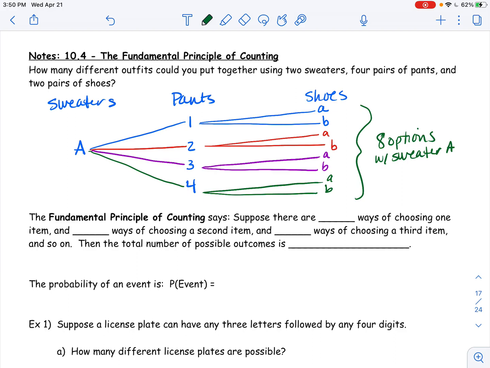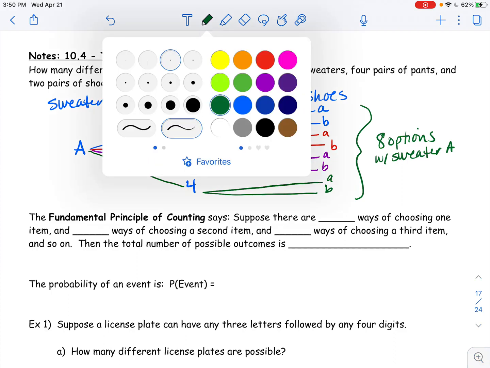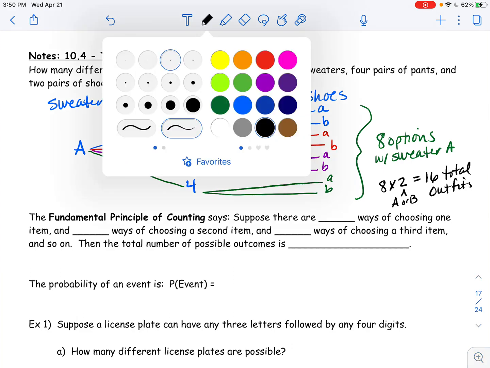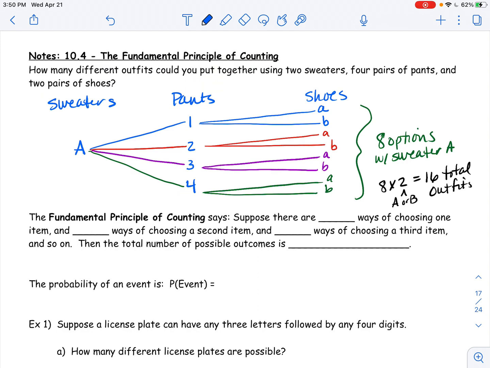We'd have the same amount of options with sweater B. So I would take 8 times 2, we'd have 16 total outfits. And again, because we have sweater A or B with the different pants and shoes. So this is the fundamental principle of counting, and it says that there are A ways of choosing one item and B ways of choosing another item, C ways of choosing a third item. Then the total number of possible outcomes is A times B times C.